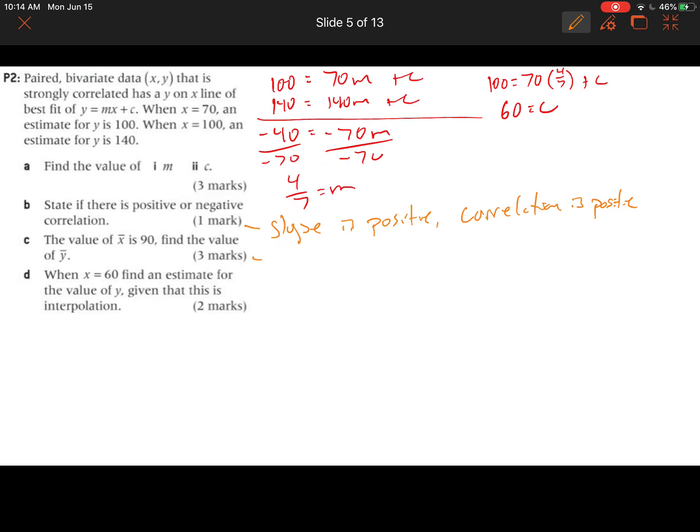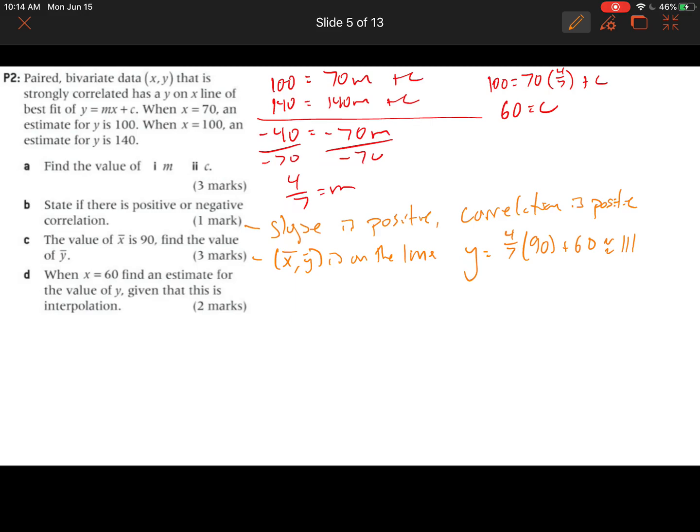The value of x bar is 90. Find the value of y bar. Remember that x bar, comma y bar is on the line. That's by construction of the linear regression. So that just means that y is equal to 4/7 times 90 plus 60. And again, I'm going to use my calculator to evaluate that, because that sounds way easier than doing any sort of calculation on my own. Why make my life hard when I can make it easy? And I got y is approximately 111.